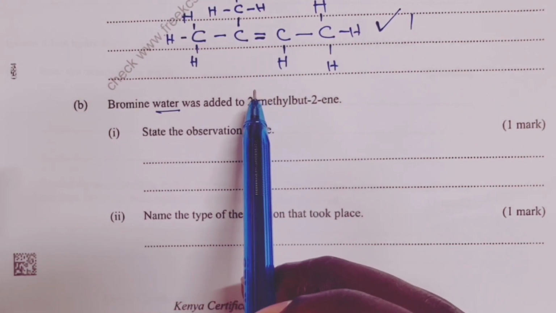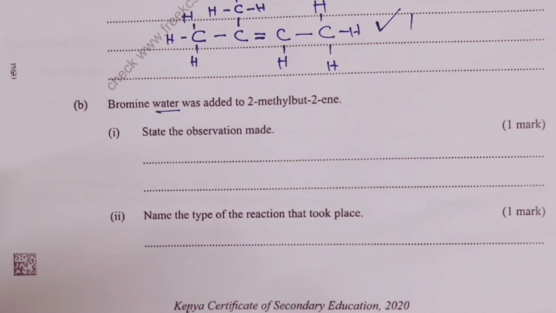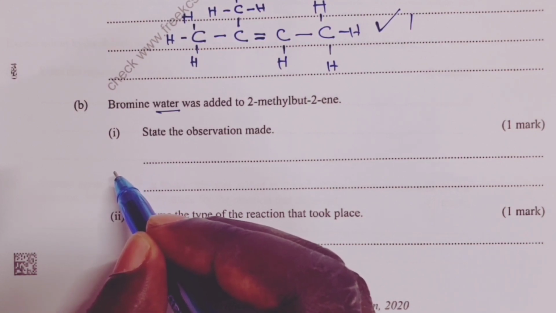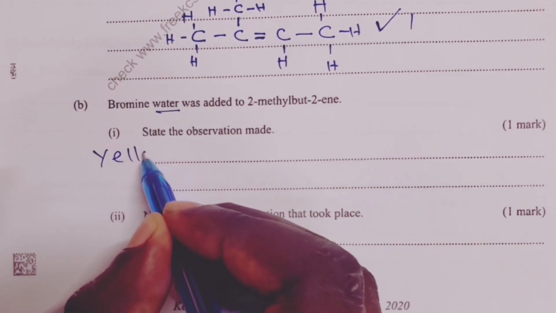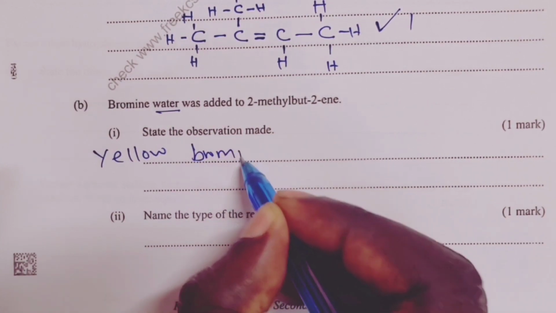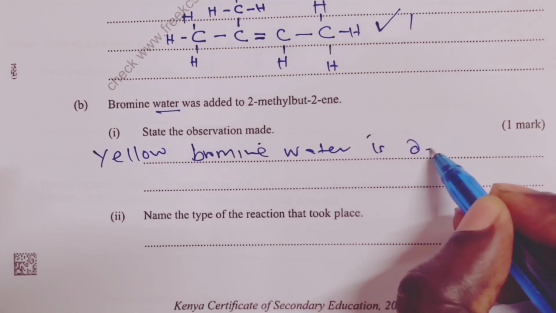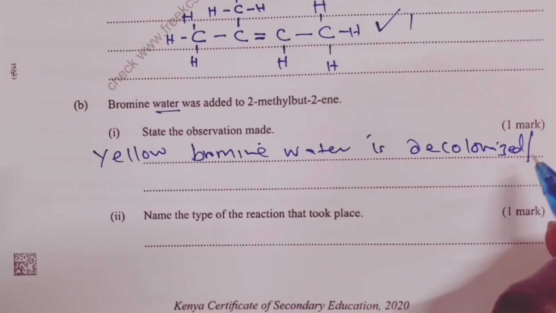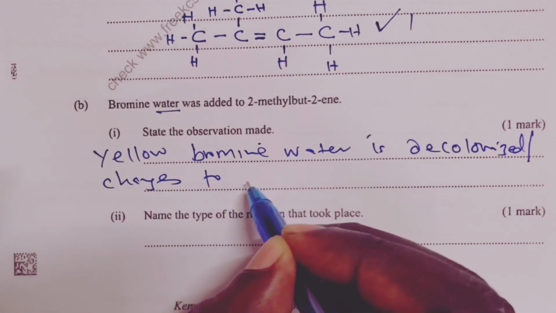Part B, we are told that bromine water was added to what we have just drawn here. It is unsaturated, and for that matter, our yellow bromine water is expected to be decolorized. So we are asked to state the observation made, and a candidate would simply write that yellow bromine water is decolorized, which could be replaced with the words changes to colorless.